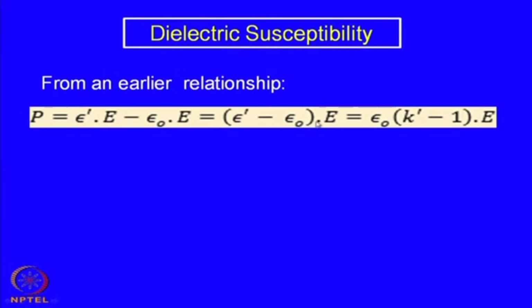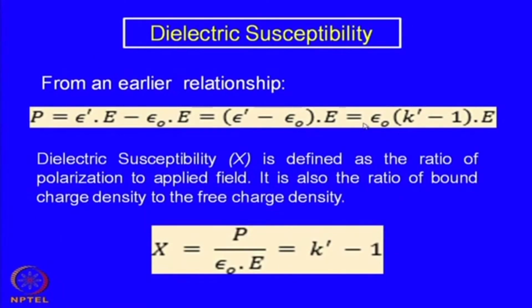So, that can also be written in this form, epsilon prime minus epsilon naught into E, and since there is a relationship between this and K, it can be written as epsilon naught within bracket K prime minus 1 into E. So, this is what we can know by rearranging the earlier relationships we have used.